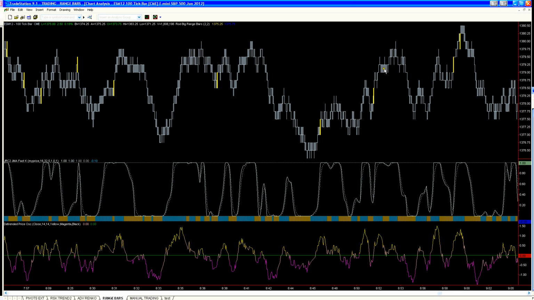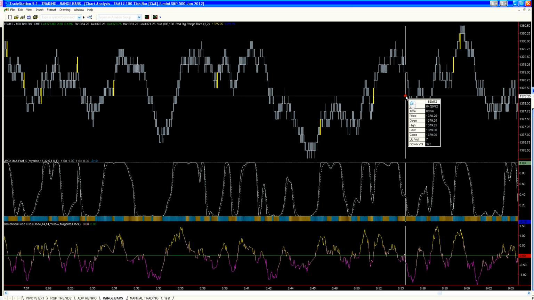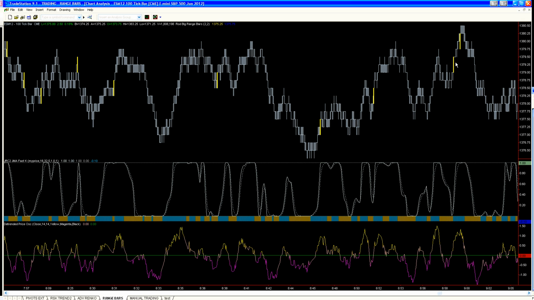We've moved 1, 2, 3, 4, 5, 6 ticks above that range bar, and now we just want to short that and ride it down to at least the midpoint. Again, here you've got 4 ticks above. Ride that down to at least the midpoint.